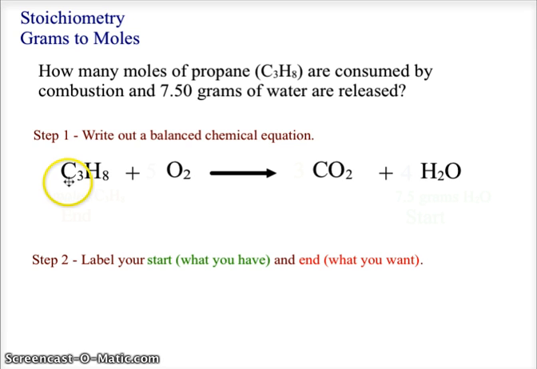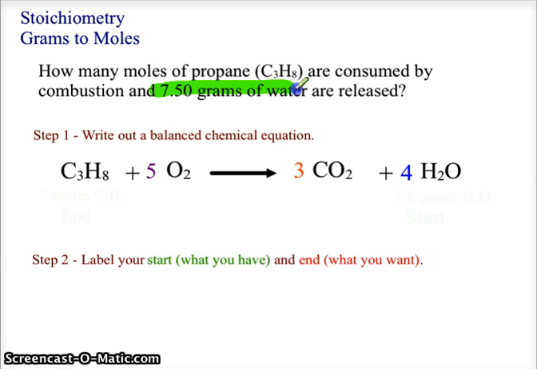Now right now we're looking at 3 carbons on the reactant side, so we're going to put a 3 in front of the CO2 to give us 3 carbons. We need 8 hydrogen, so we're going to put 4 in front of the water. And if we look at this, 3 times 2, 6 oxygen, and 4 times 1, 4 oxygen, that's a total of 10 oxygen on the product side, so we need to put a 5 in front of the O2 on the reactant side.